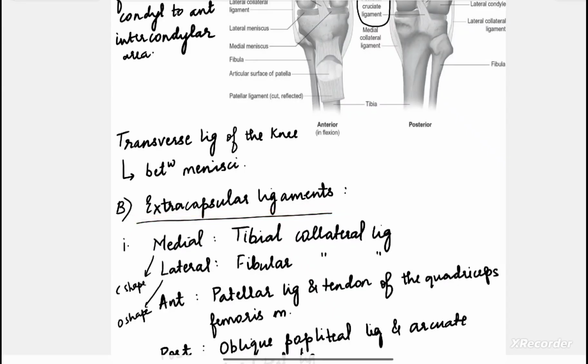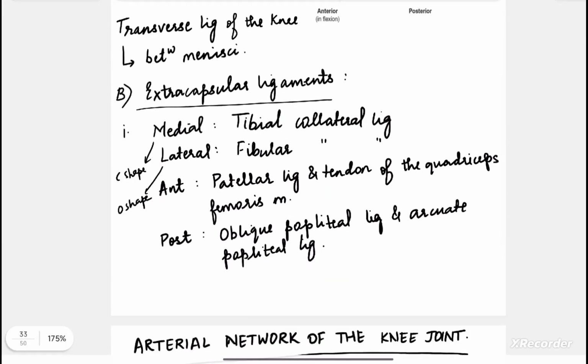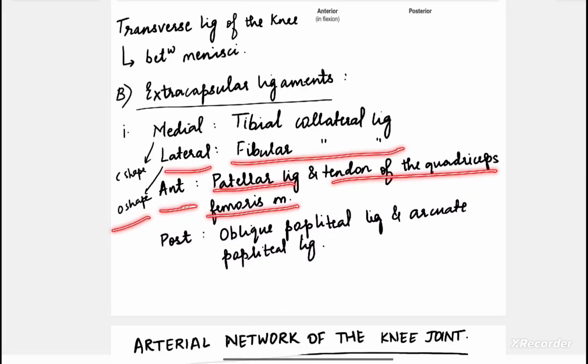Extracapsular ligaments: medially, the C-shaped tibial collateral ligament; laterally, the O-shaped fibular collateral ligament; anteriorly, the patellar ligament and tendon of the quadriceps femoris muscle; posteriorly, the oblique popliteal ligament and arcuate popliteal ligament.